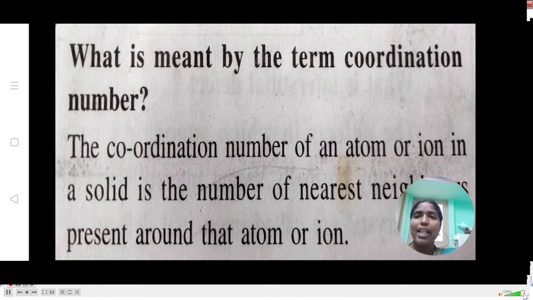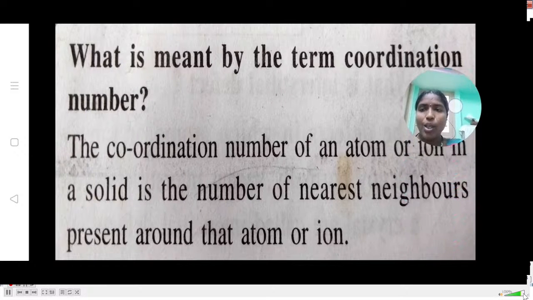What is meant by the term coordination number? The coordination number of an atom or ion in a solid is the number of nearest neighboring atoms present around the atom or ion. Again I repeat, the coordination number of an atom or ion in a solid is the number of nearest neighbors present around the atom or ion.